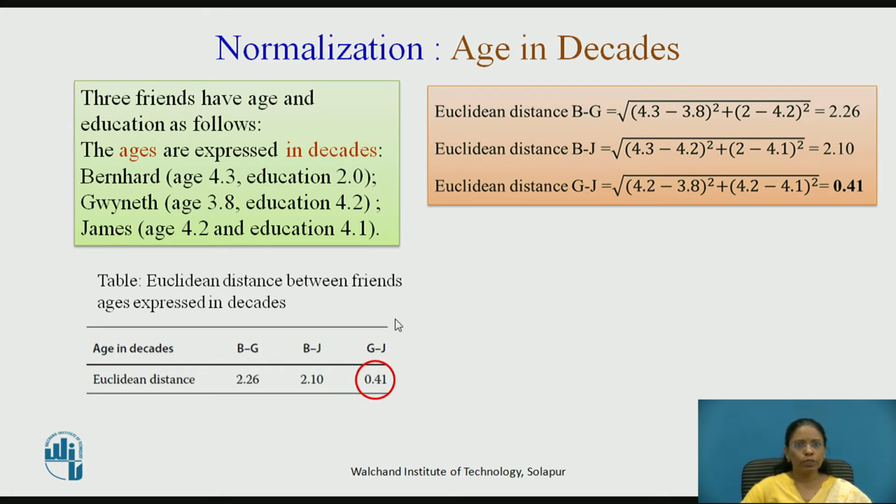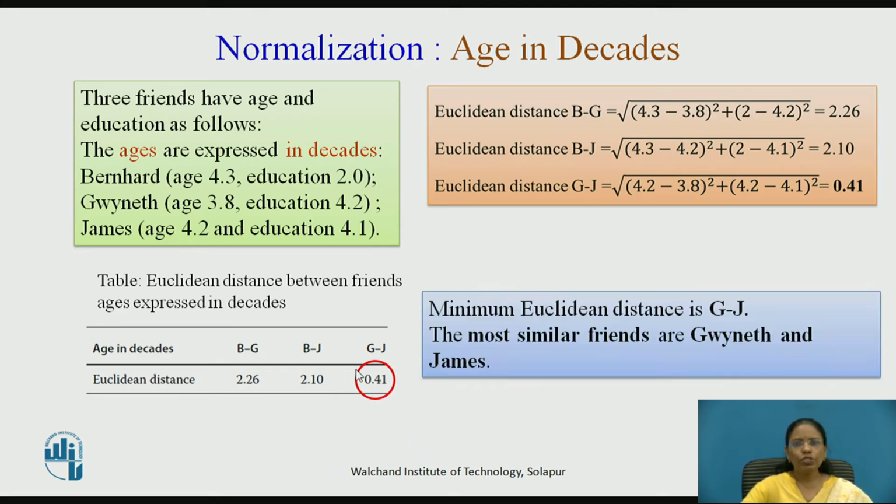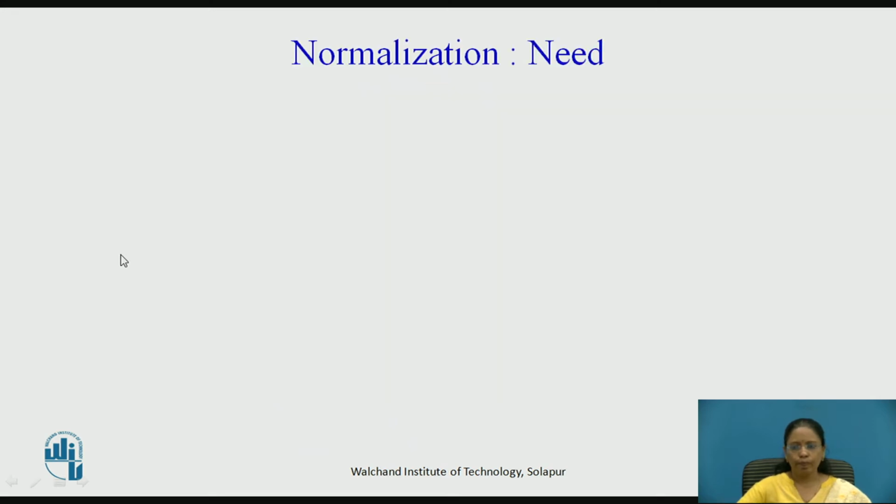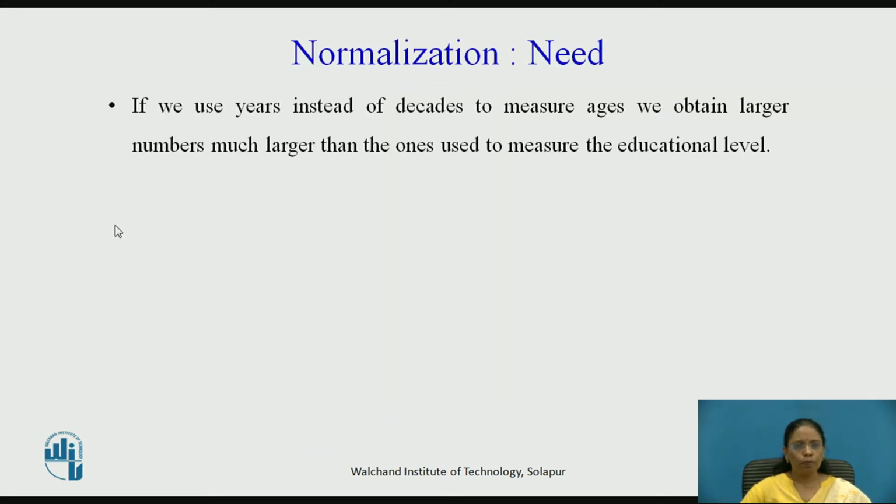When I put it in the table, surprisingly, I find that the minimum distance is between Ganit and James, which indicates that Ganit and James are the most similar friends, whereas the result in the previous case is that Bernard and James are the most similar friends. So the results are conflicting. So there is a need for normalization.